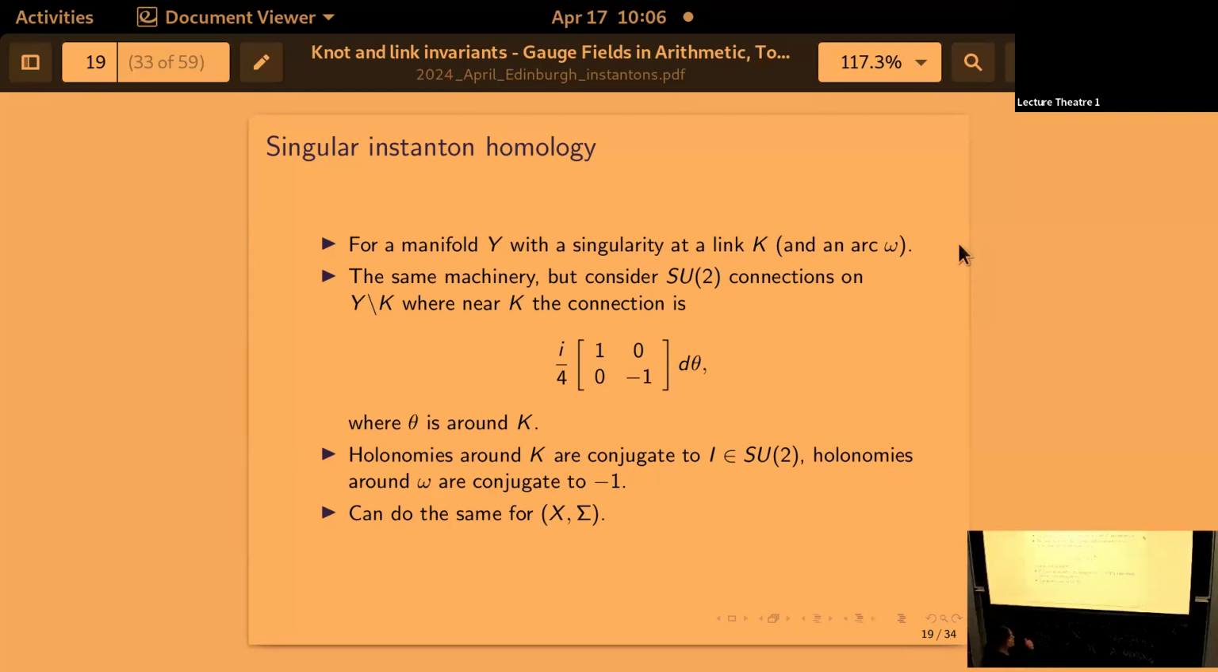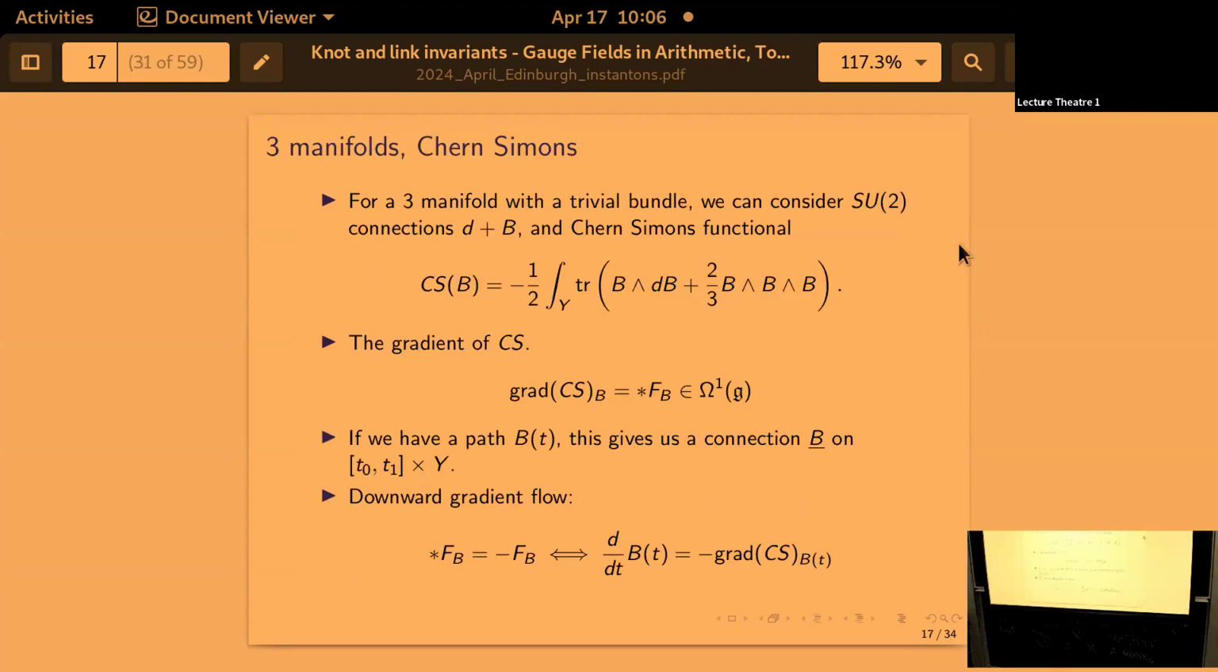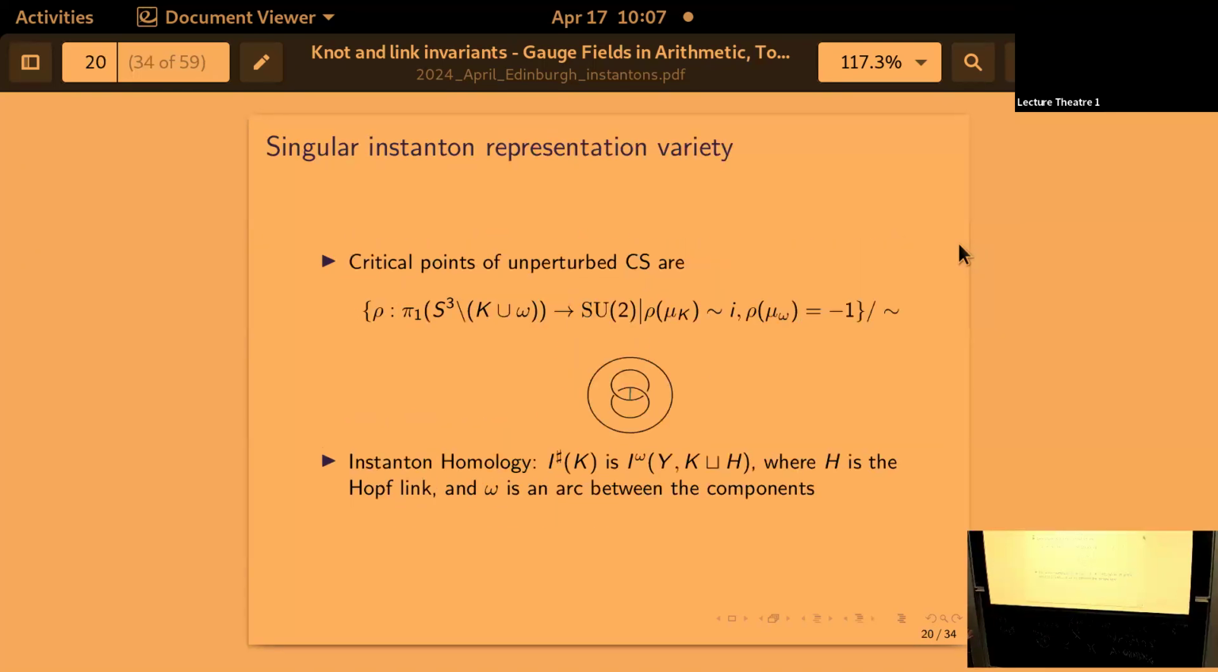Okay, so this is for a 3-manifold with a singularity at a link. You can also put the same kind of metric on a 4-manifold with a singularity at a surface. Then you can do the same theory: you look at connections, you look at the Chern-Simons functional, you count critical points and gradient flow lines, and that gives you what's called the singular instanton Floer homology, which is a homology of your link in your manifold.